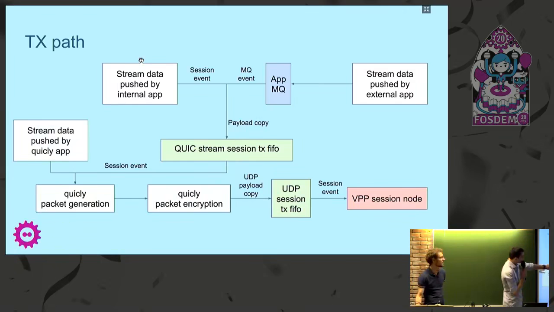So just one thing to note here is that the FIFOs are by stream, but Quicly generates packets for the entire connection. So you may have data pushed from different streams. You just need to call Quicly once to generate packets for the entire connection, because Quicly will call its internal scheduler to select data from the different streams according to their priority, etc., and generate packets from them, encrypt them, put them into the UDP session TX FIFO, where they will be sent on their way by VPP.